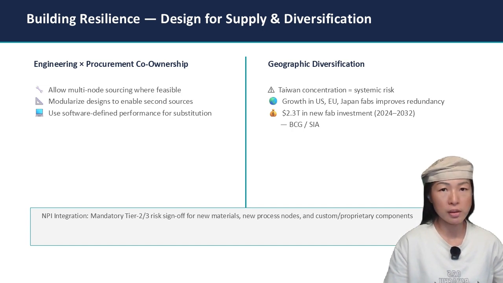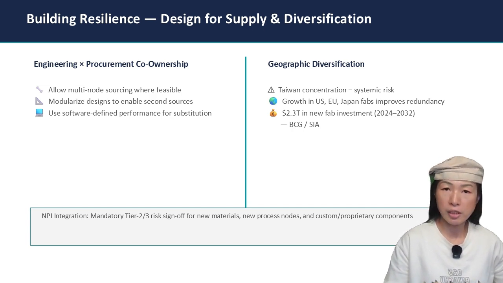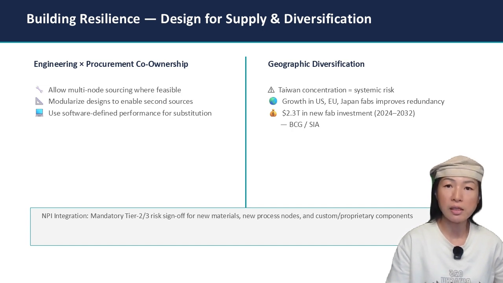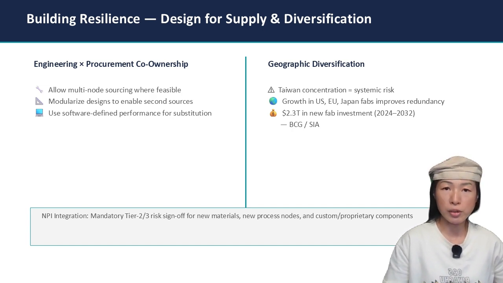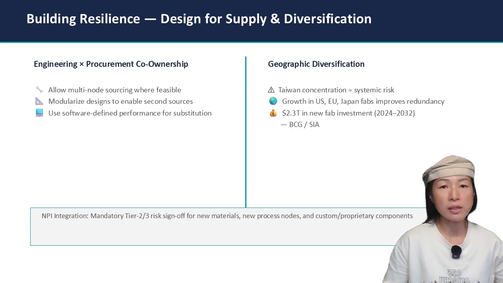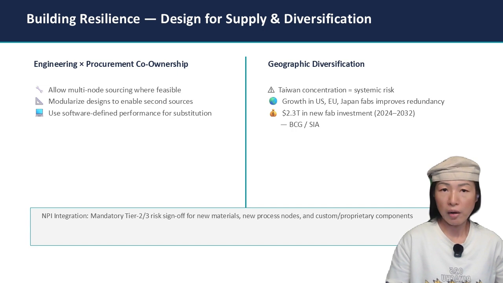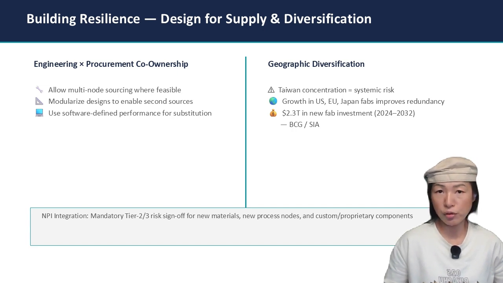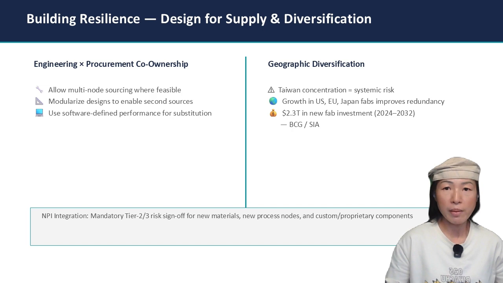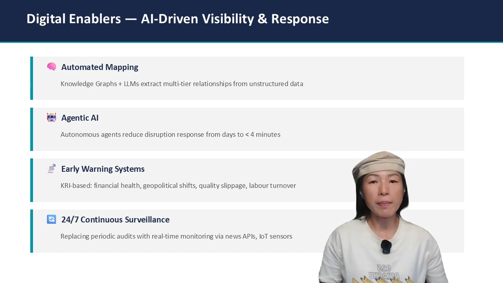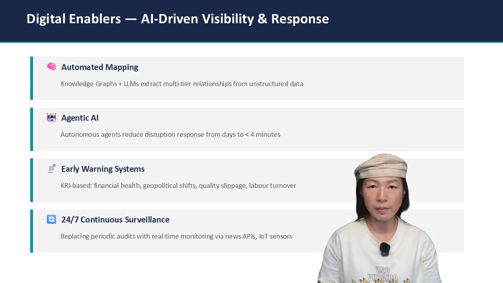without hardware changes. On the geographic side, Taiwan concentration remains the industry's single largest systemic risk. The $2.3 trillion in new fab investment through 2032 is aimed partly at regional diversification, but this takes years to materialize. So, current designs must account for today's concentration reality. Finally, NPI processes must include a mandatory Tier 2, Tier 3 risk sign-off for any new materials, process nodes, or proprietary components.